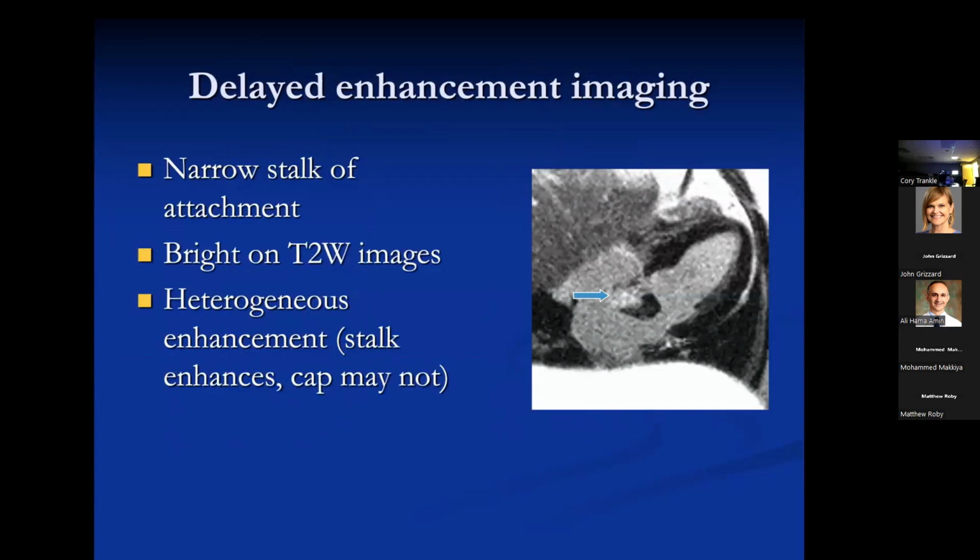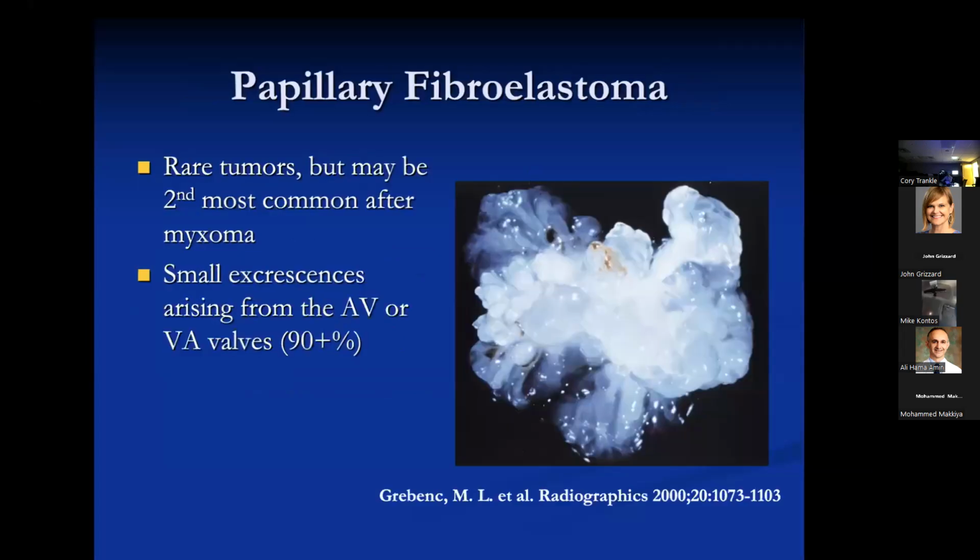Notice the enhancement of the stalk. That's very common, where they are attached to the fossa ovalis or to whatever they're attached. And they have this heterogeneous appearance where the gelatinous cap may not show much enhancement. Okay, I'm going to turn now to a second. I think most people consider this the second most common tumor, papillary fibroelastomas. They're rare tumors, probably the second most common.